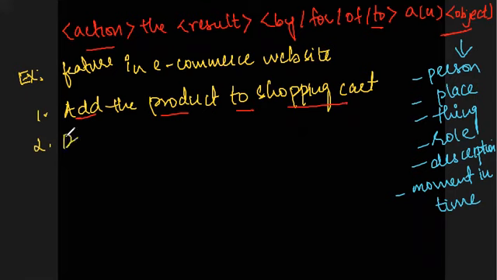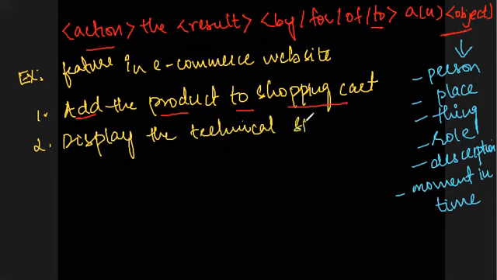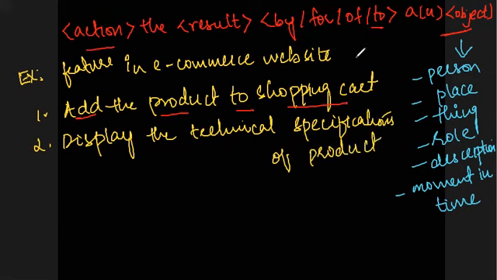The second one is if you want to display the technical specifications of a product. Here we are using of. Your action is to display, and the technical specifications of that particular product is the object. Or you want to store some specific information for a product, or the shipping details. Those can be different examples for adding a feature by making use of FDD.